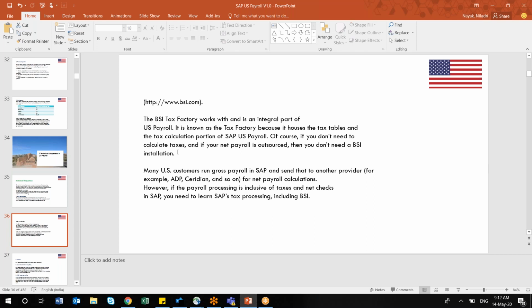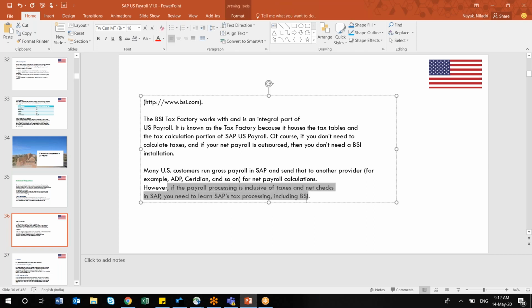So if the payroll processing is inclusive of taxes and net checks in SAP, then only do you have to learn and understand this. The last point is important, so I will call it out again. If your payroll processing is inclusive of your tax and net inside your SAP, then only do you have to consider this BSI. Suppose you have outsourced it, you don't have to take care of it.